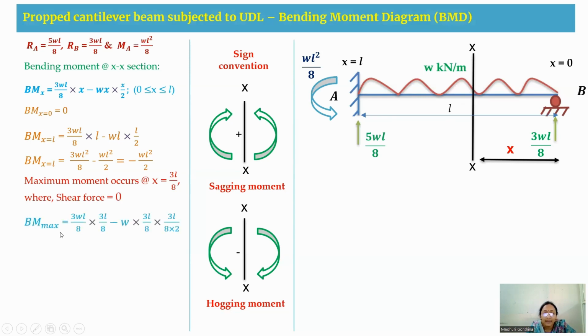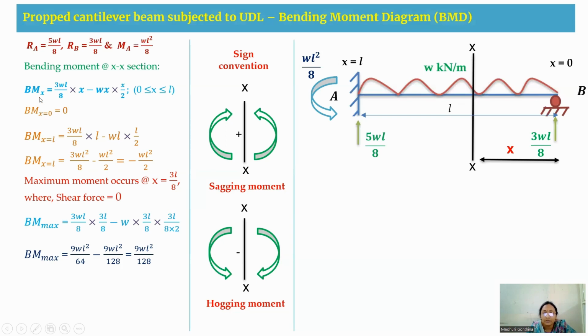Therefore, bending moment maximum, you are going to substitute in this BMX equation x equal to 3L by 8. When you substitute this 3L by 8, you are going to get bending moment maximum equal to 9WL square by 128. So this is a positive moment at x equal to 3L by 8. So you are getting a positive moment as well as a negative moment. Therefore, there will be a change in the sign convention.